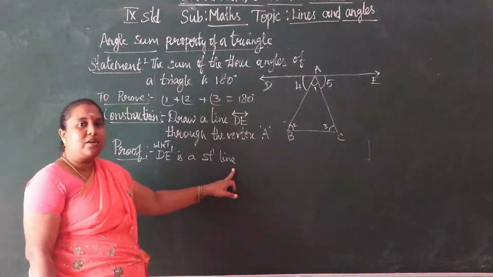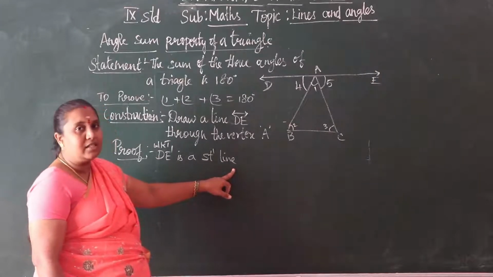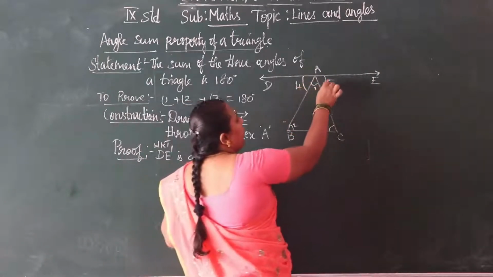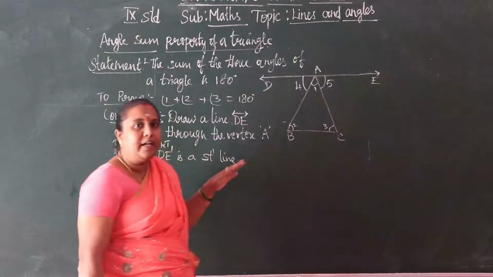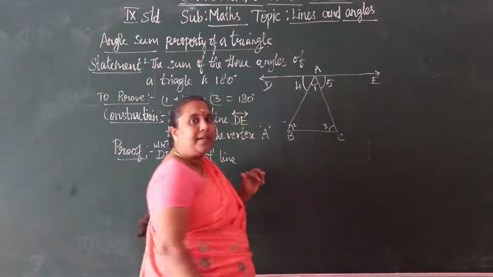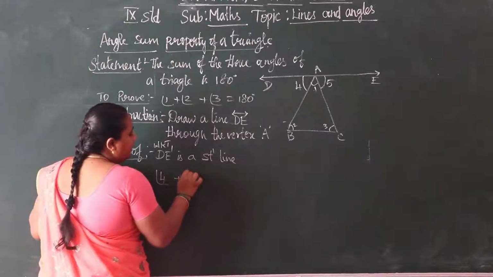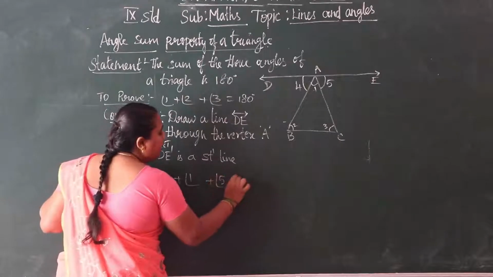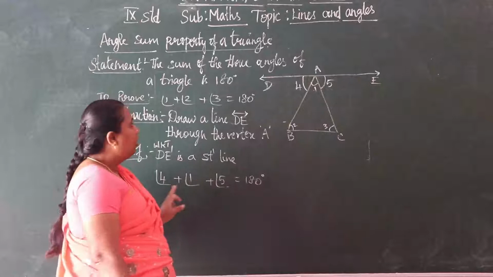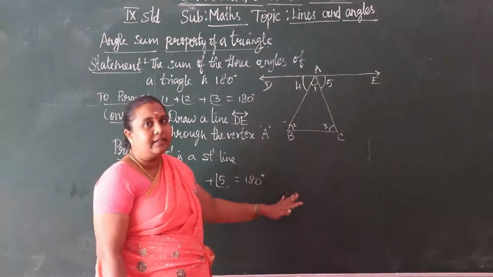If DE is a straight line, means the angle of the straight line is 180 degree. So we can add these three angles equals to 180 degree. That is angle 4 plus angle 1 plus angle 5 equals to 180 degree. Is it right? Angle 4 plus angle 1 plus angle 5 equals to 180 degree.